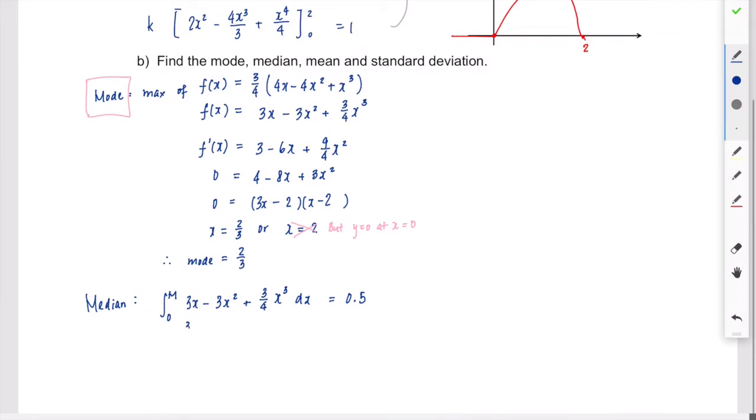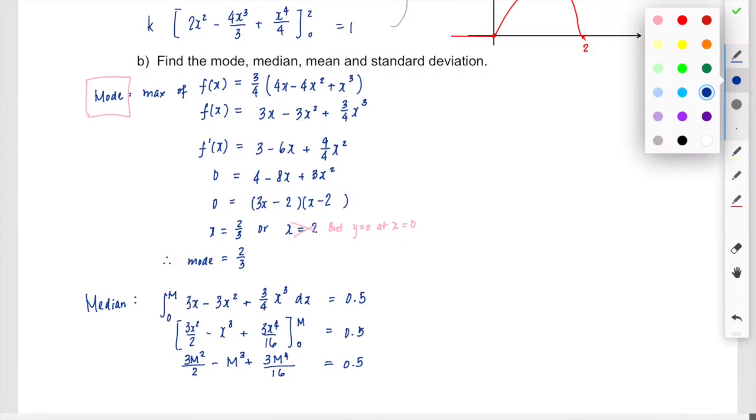I have 3x squared over 2 minus x cubed over 3 times 3, so just x cubed, plus x to the 4 over 4, so 3x to the 4 over 16. Okay, and then this is from 0 to m, and this is equal to 0.5. Let's keep going. I have 3m squared over 2 minus m cubed plus 3m to the power of 4 over 16 equal to 0.5.